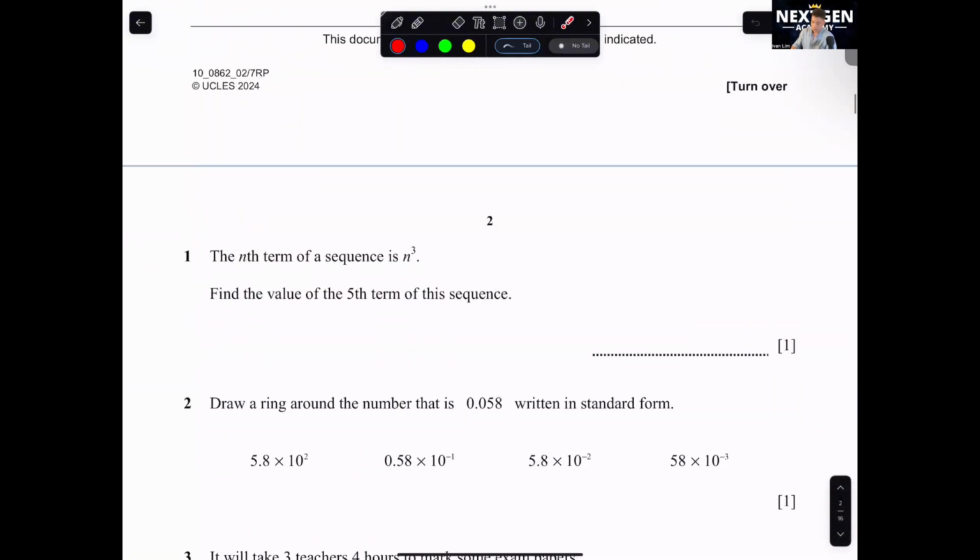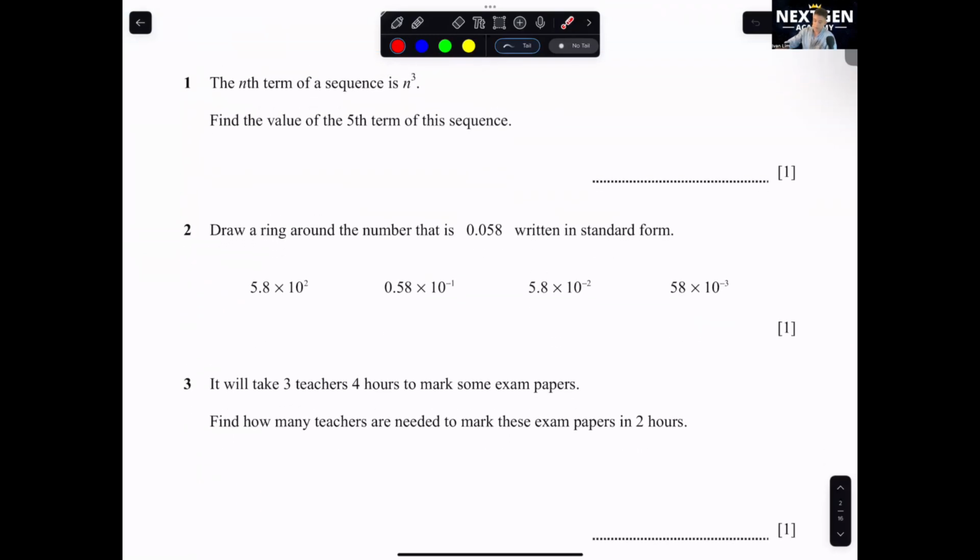We shall start. Okay, let's look at question 1. The nth term of a sequence is n cubed. Find the value of the fifth term of this sequence. When they say fifth term, it means our n is equal to 5. So here it will be 5 cubed. If you type it in the calculator, you can just type 5 to the power of 3, or you can type 5 times 5 times 5. We will get 125.